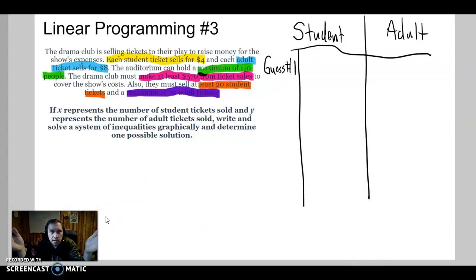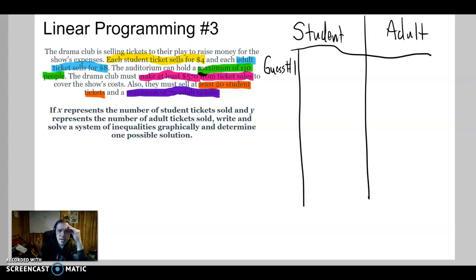So you read through this. You can take a look at how I walk through it, and I see there are all these different things we have to understand. Student tickets sell for $4, adult tickets for $8. There's a maximum of 110 people. They have to make at least $570. And there has to be at least 20 student tickets, and there can be no more than 70 adult tickets, right? The maximums, minimums, all these things from inequalities.